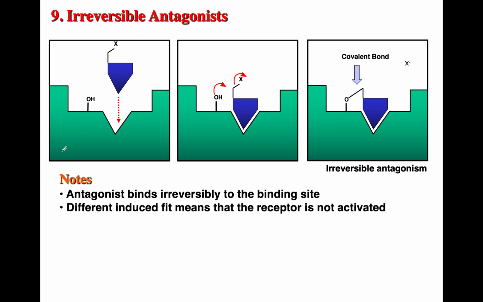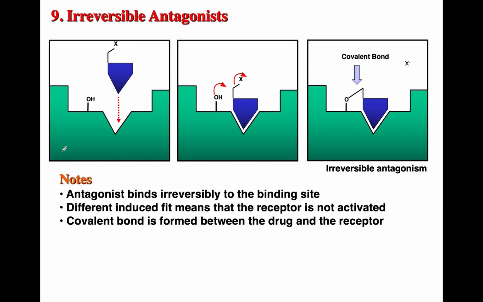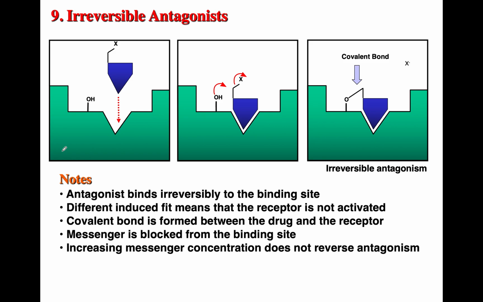Again, there's a different induced fit, which means that the receptor is not going to be activated, and the messenger is still blocked from the binding site. You can increase the messenger concentration. That will not reverse the antagonism.